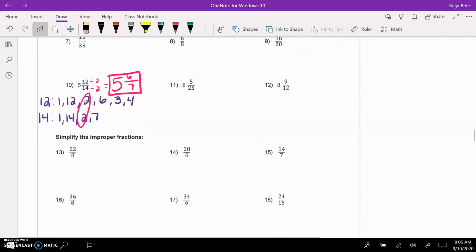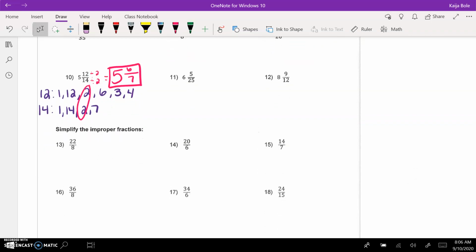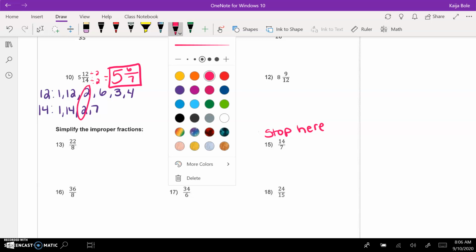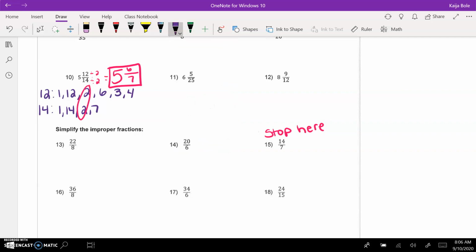And then the last section, simplify the improper fraction, very similar to the section above that. So I'm not going to do one of the 3 I asked you to do. Remember, I said just go through 15, so you would stop here. But I'll go in and I'll do number 16 here. So for some of us, we're looking at it, they're even numbers, divide them both by 2. So when you would do 36 divided by 2, you would get 18. And 8 divided by 2 is 4.